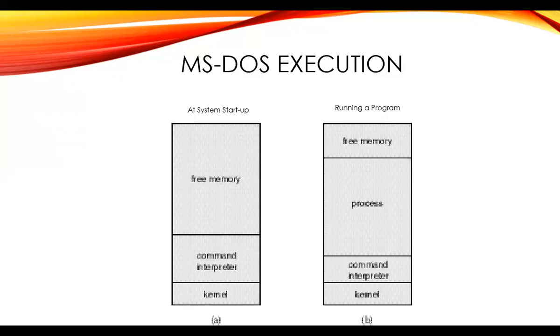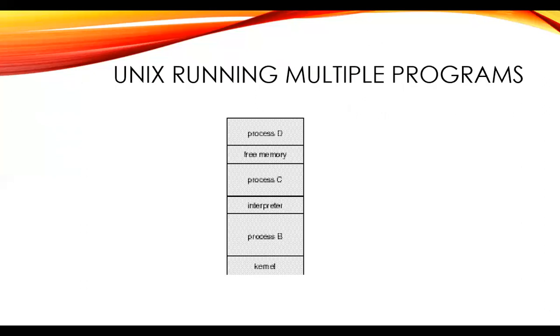A process is a program that is in execution, and free memory means the memory is not used. At system startup, during the time of starting a computer, the process may not be available. And during the running of a program, the program in execution is a process that is loaded into memory. This is the difference between the startup and running a program in memory.